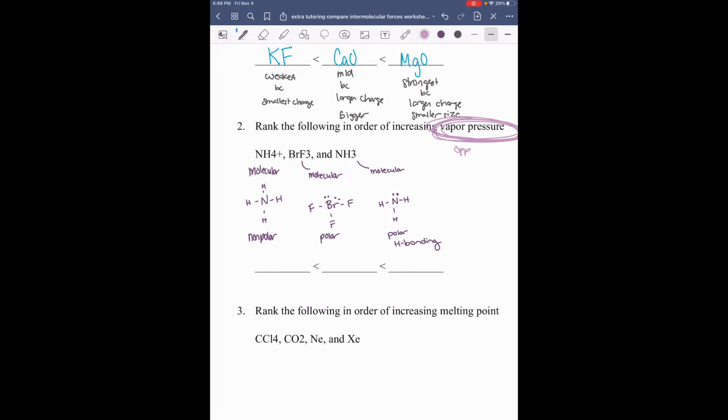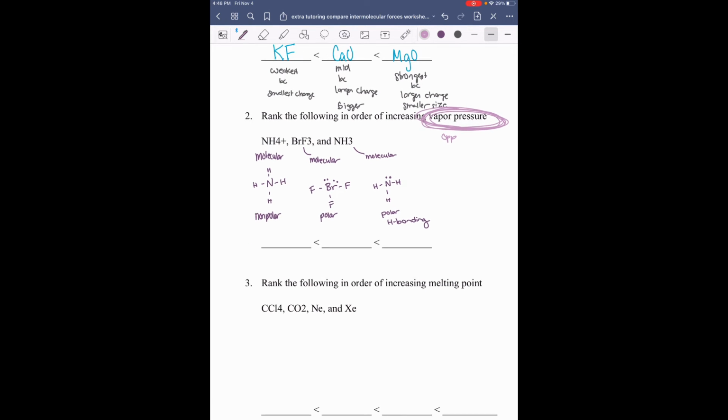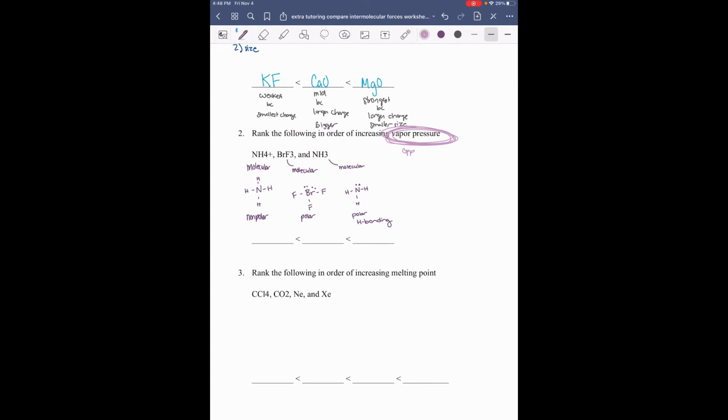So if you remember our list, our order for normal strength would be nonpolar the weakest, then polar, then hydrogen bonding. But because this is vapor pressure, it's opposite. So it'd be NH3, then BrF3, and then NH4 plus.